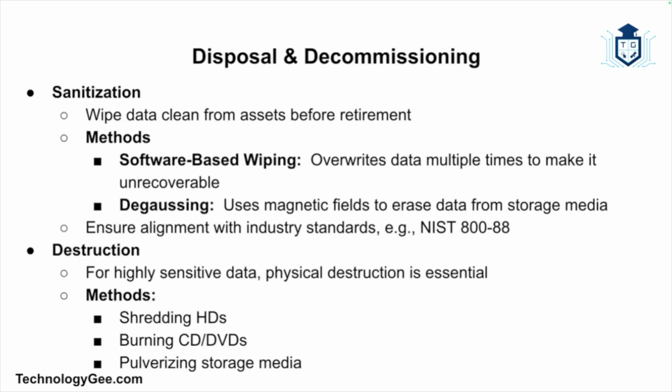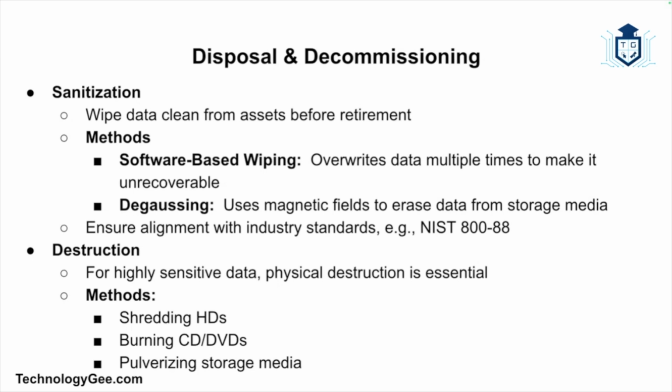All right. And finally, every asset has an end of life and proper disposal. This is critical for maintaining security. So let's break this down into 4 key steps: sanitization, destruction, certification, and data retention. Let's talk about sanitization. Sanitization ensures that data is wiped clean from an asset before it is retired. This is especially important for devices like hard drives and smartphones.